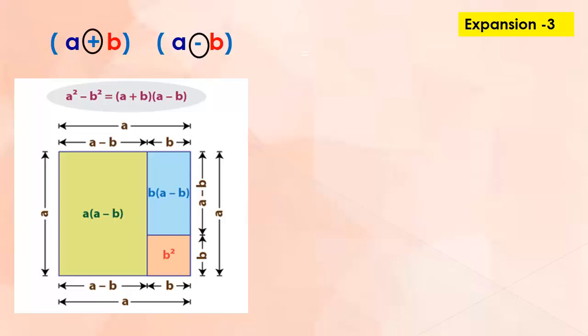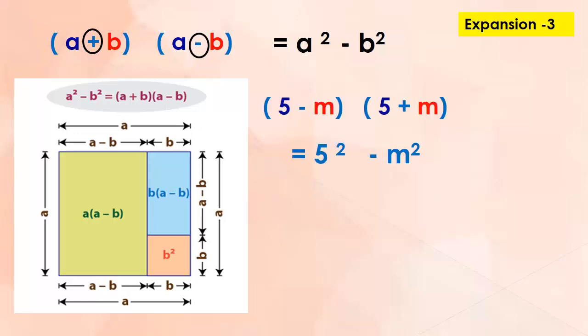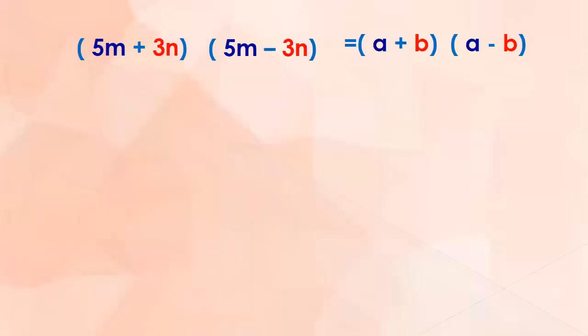Now expansion number third, a plus b into a minus b. Look at them here. The signs are different, right? So the expansion is a square minus b square. One example, 5 minus m into 5 plus m. So here the square of first number minus the square of second term. So 5 square minus m square, it is 25 minus m square.